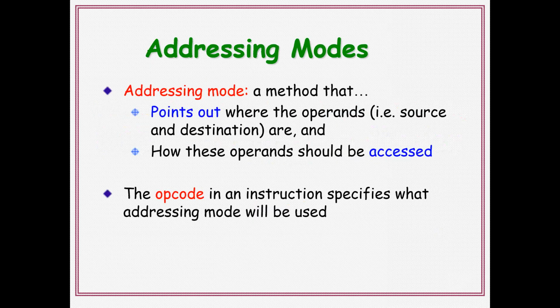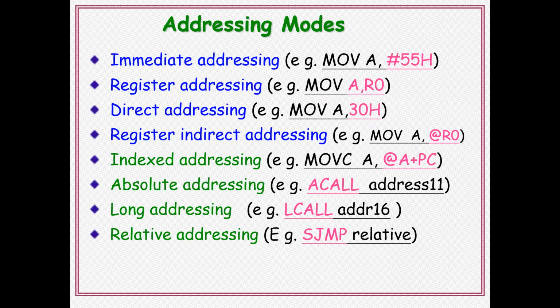So what is addressing mode? Addressing mode is nothing but a method that points out where the operands, that is source and destinations, are and how these operands should be accessed by the instruction. The opcode in an instruction specifies what addressing mode will be used. And 8051 supports a total of 5 plus 3, that is 8, addressing modes.